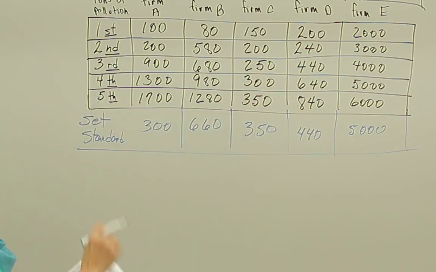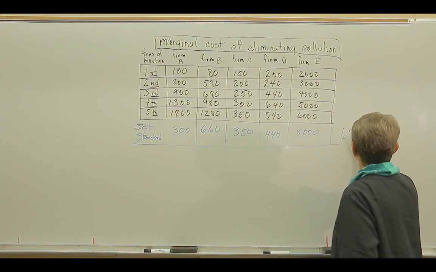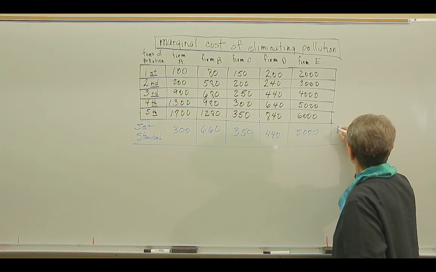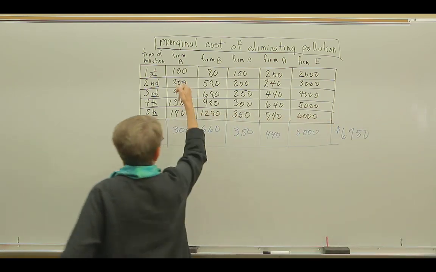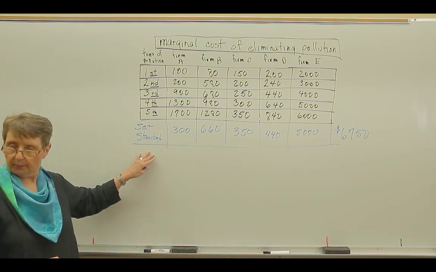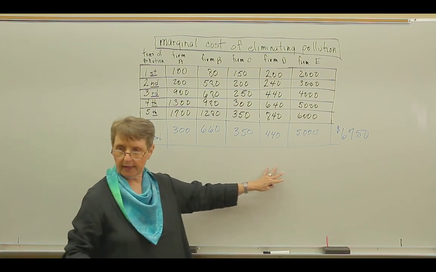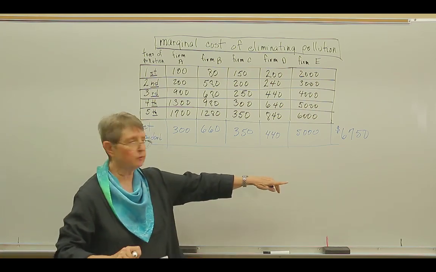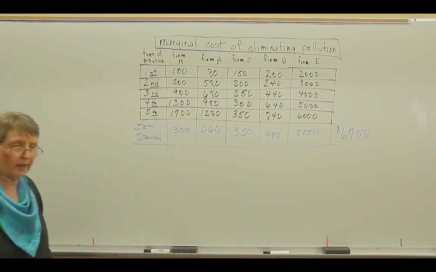And the total cost to meet the set standard is $6,750. By doing these cleanup processes, we have met the EPA's recommendation, which is only 15 units of crud a day. So each firm is now throwing 3 units of crud, and it cost them $6,750 to do that.